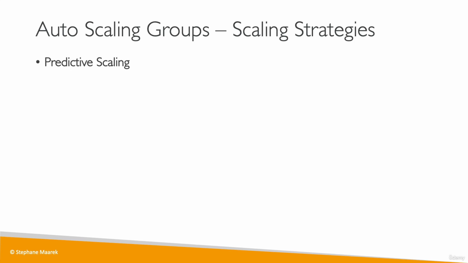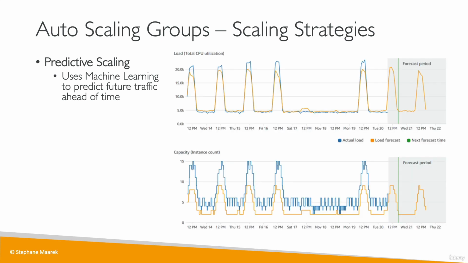And there's one last type of scaling that definitely appears at the exam, which is called predictive scaling. This one uses machine learning to predict future traffic ahead of time. There are some algorithms that will look at the past traffic patterns and forecast what will happen to traffic based on those patterns. It's called predictive because we predict what the load will be over time, and maybe the load just peaks for 3 hours on a daily basis.